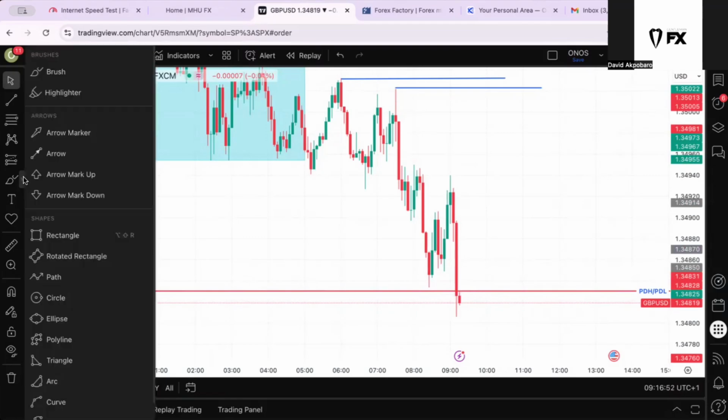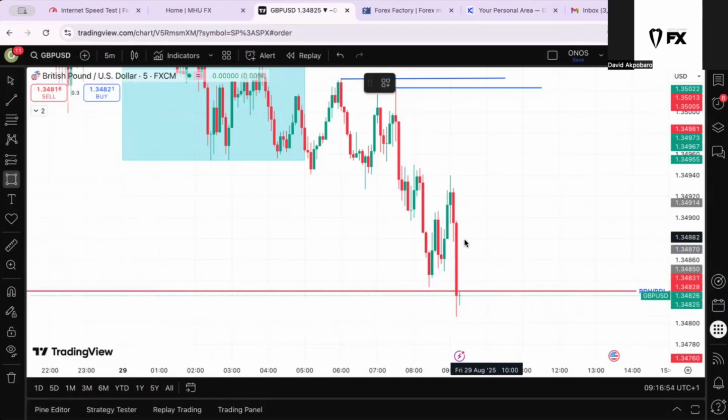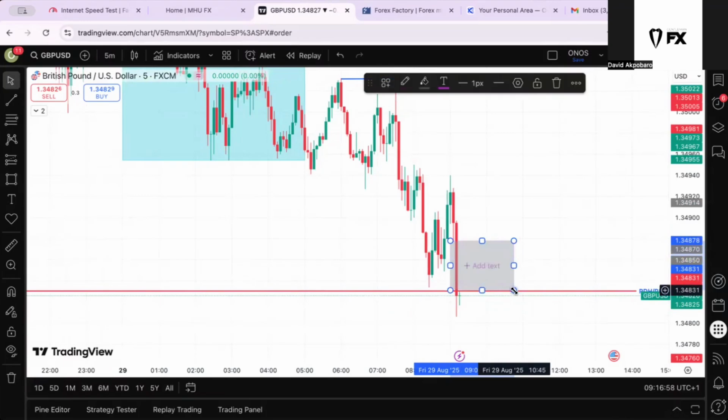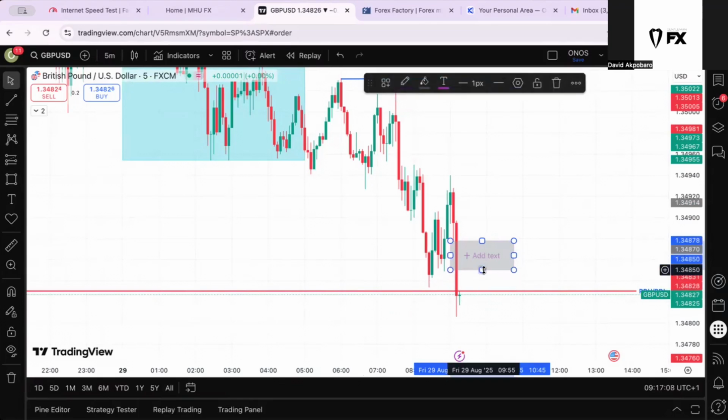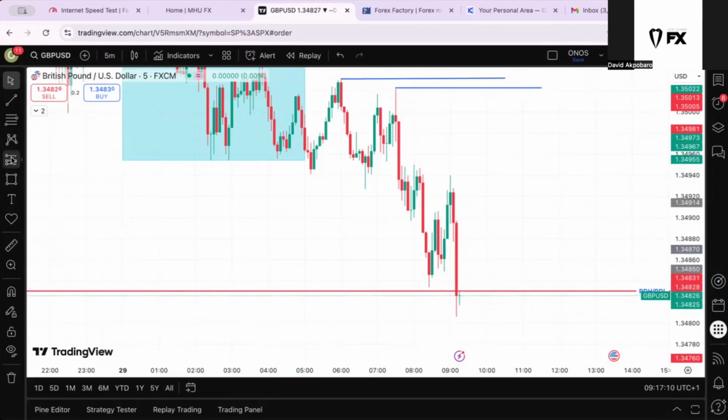All right, so this is the imbalance here. The imbalance is big or small depending on when this candle closes. If this candle still pushes higher into this candle, the imbalance could reduce. Okay, so let's just take that out. For now, we are looking for sells.